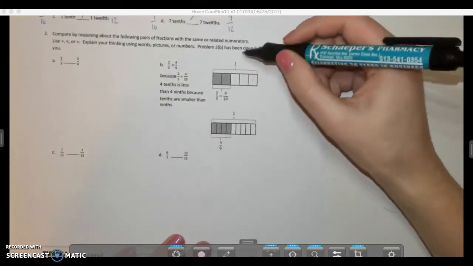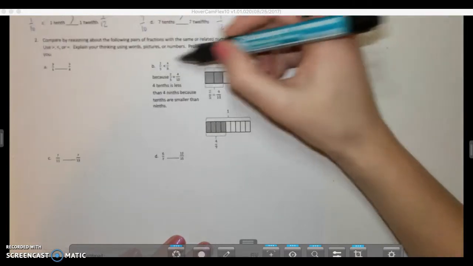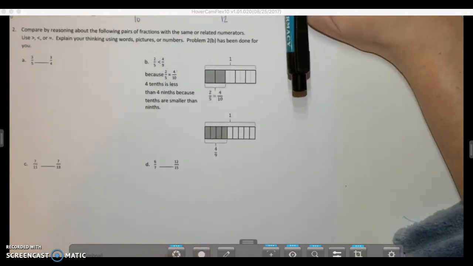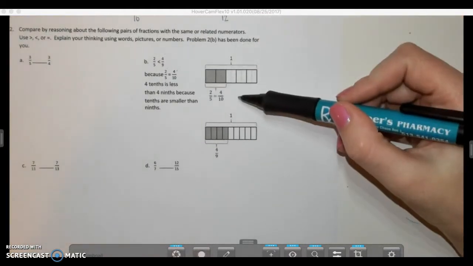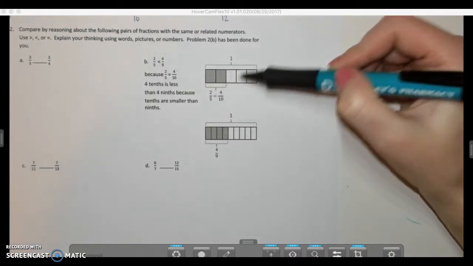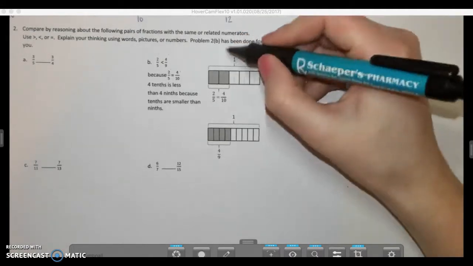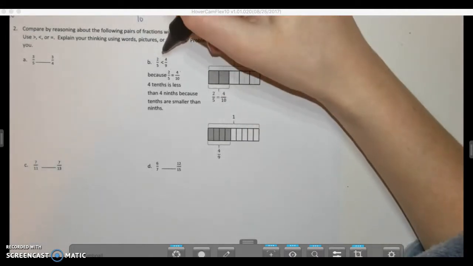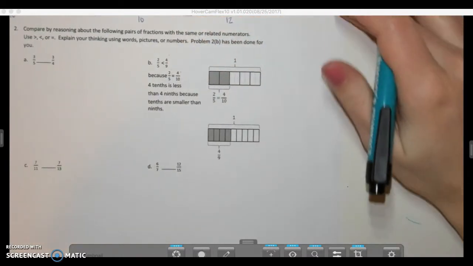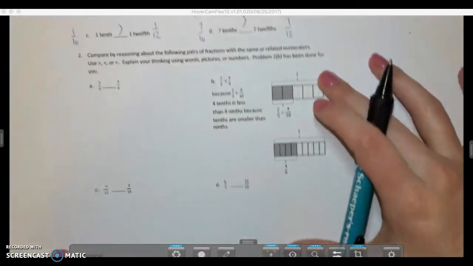So I don't know if you can see these little dotted lines in here. They're split into fifths, and they have 2/5 colored in. And then they also split those fifths into tenths by making a dotted line down each fifth. So then we have 1, 2, 3, 4/10 is equal to 2/5, and 4/9 is bigger because tenths are smaller than ninths. All right, now let's go back to A.